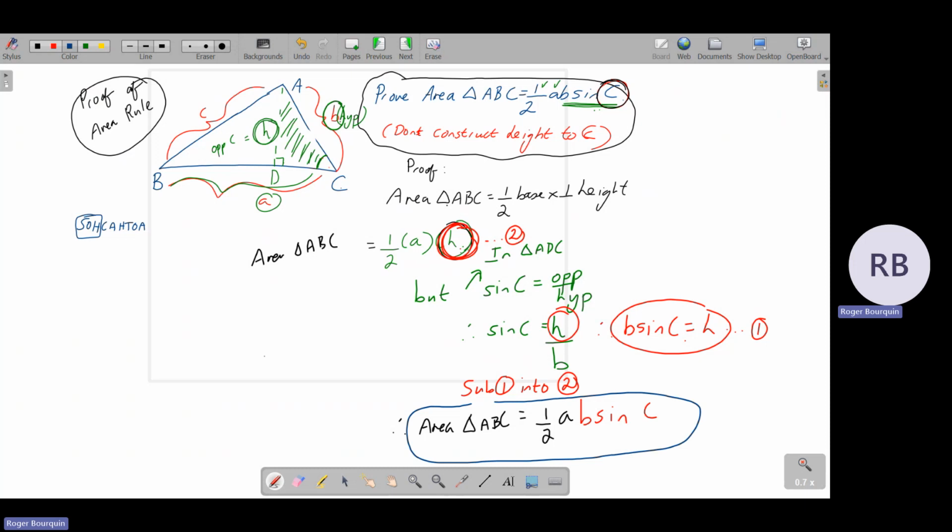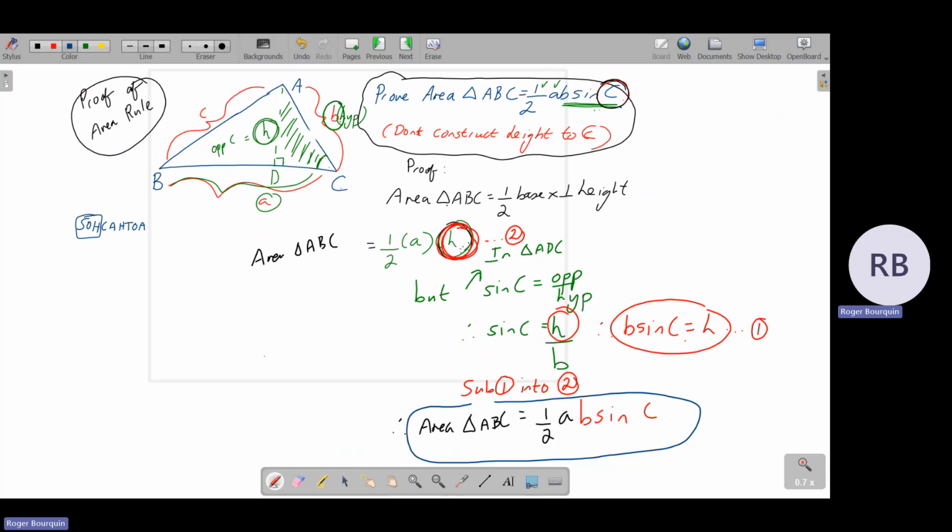You do your construction, these areas are half base times perpendicular height. And then pick a right angle triangle that links up the letter here with the height. Use SOHCAHTOA, use the sine ratio, sine is opposite over hypotenuse, and then do your substitution.